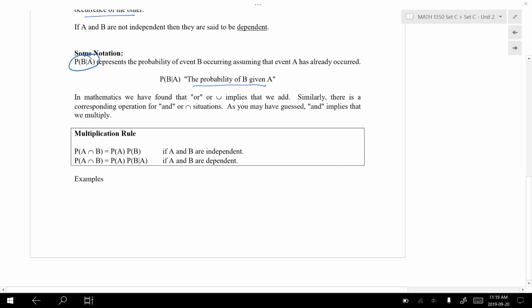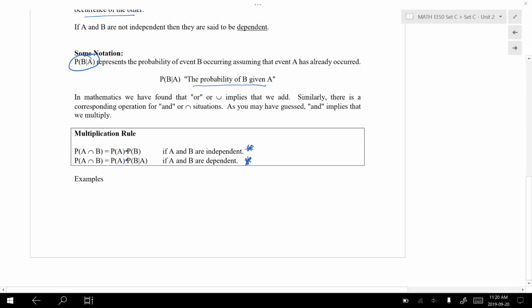Okay, we can have a multiplication rule. So we had an addition rule for OR. There's a multiplication rule for AND. So if we're thinking about finding the probability of A and B, if they happen to be independent, we've talked a little bit about things like this before. You can just take the product. If they are dependent, then you'll have to use this slightly different product, using the probability of B given A.